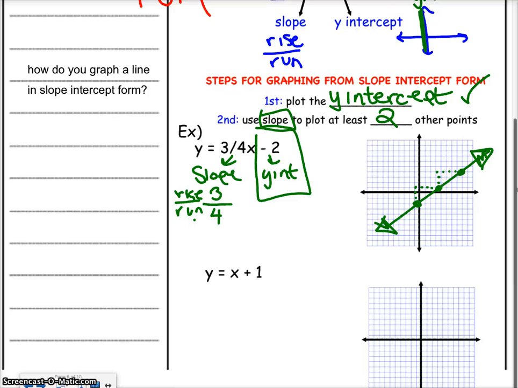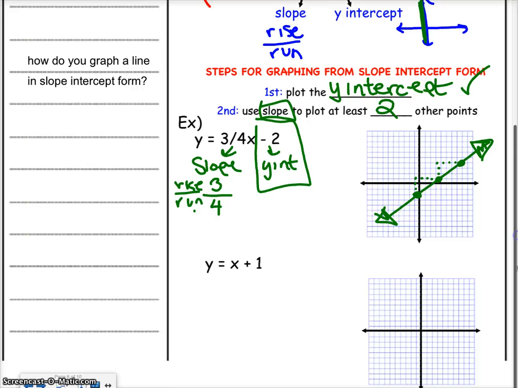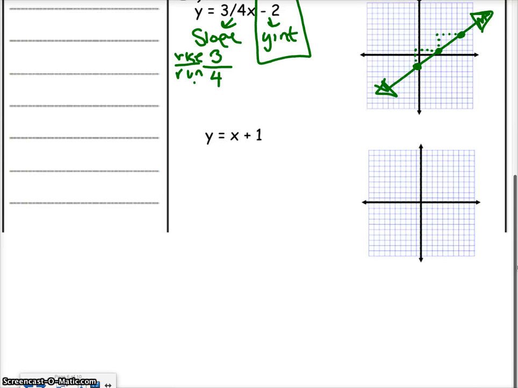I'm going to do another one. Y equals x plus 1. What's in front of x that's hiding? 1. So I'm actually going to put 1/1 because you want to rise and run. Because if you just have one x, it just says rise. You have to have a rise and a run.